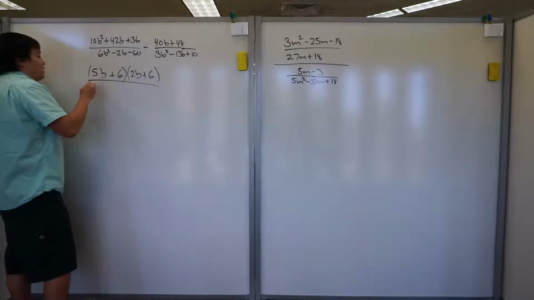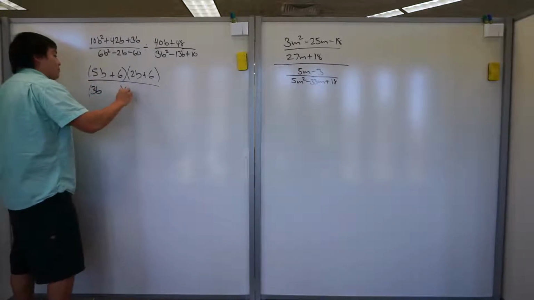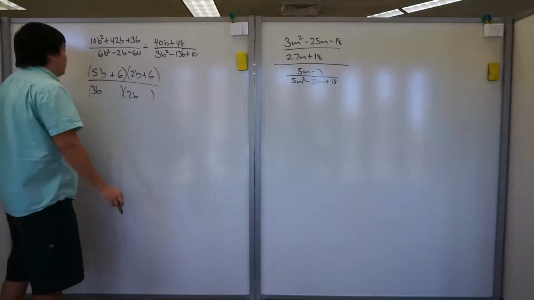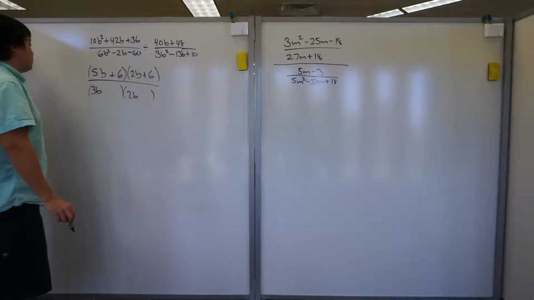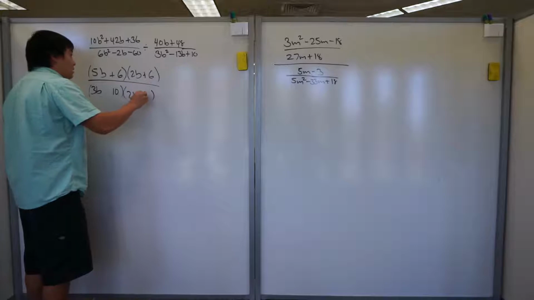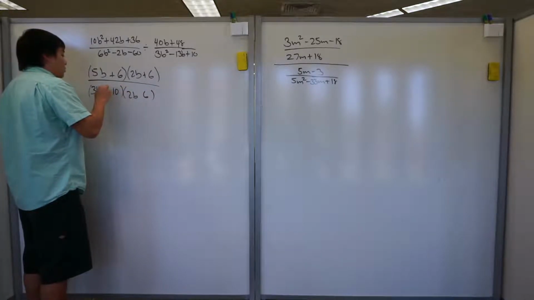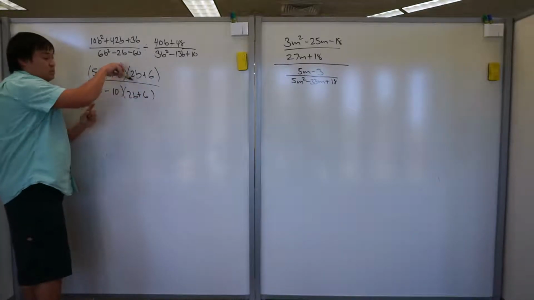The bottom part is going to be 3 and 2 probably. And then 10 and 6. So 20, 18. So 10 and 6, one negative, one positive. So 18 minus 20 is minus 2b.